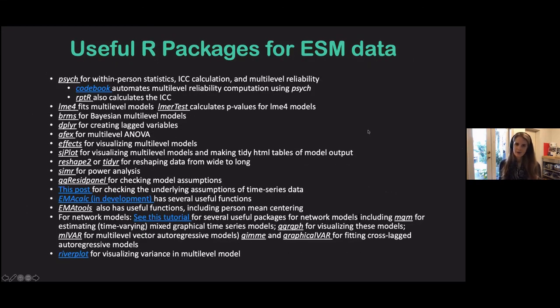Here's a list of useful R packages for ESM data. So these are some of the things that I would use in my workflow for analyzing ESM data that might be useful if you're already familiar with R. And there's also some other things in there that I got from people on Twitter for doing different parts of the ESM process. So if you are interested in using R to do ESM analyses, you might want to have a look at some of these packages.